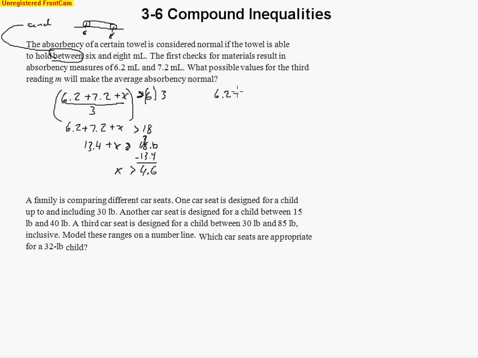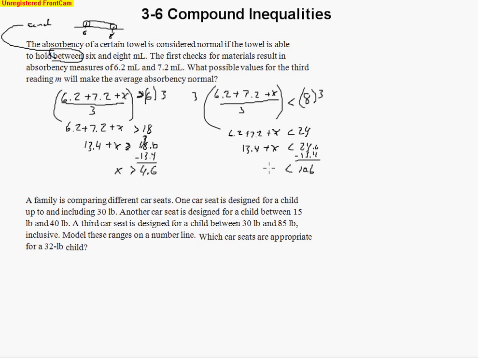So let's see if I can do a little better this time. 6.2 plus 7.2 plus x over 3, because there's 3 numbers, and this time it has to be less than 8. And so when we go ahead and solve this one, I'll multiply by 3, and I'm left with 6 and 2/10 plus 7 and 2/10 plus x is less than 24. So again, I'm getting that 13 and 4/10 plus x is less than 24. So when I subtract those two numbers, that's going to end up giving me 10 and 6/10. So 10 and 6/10 is greater than x.